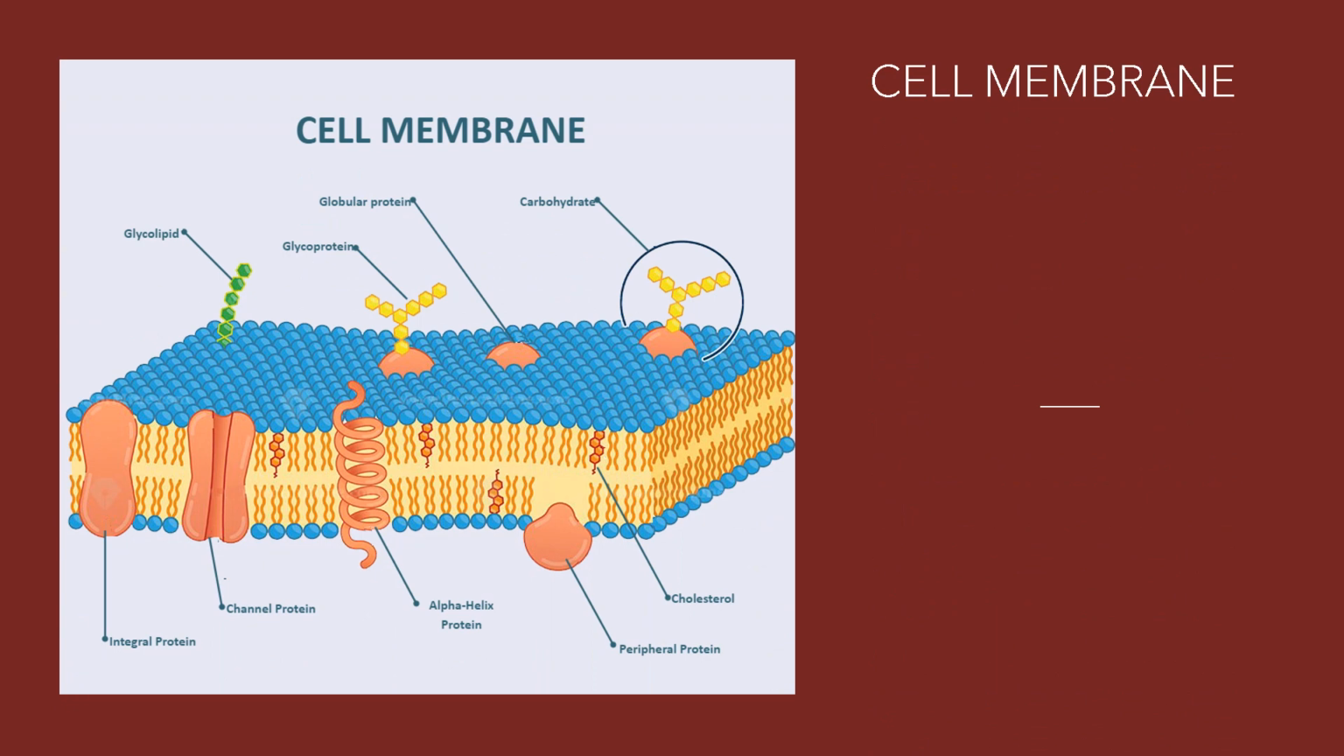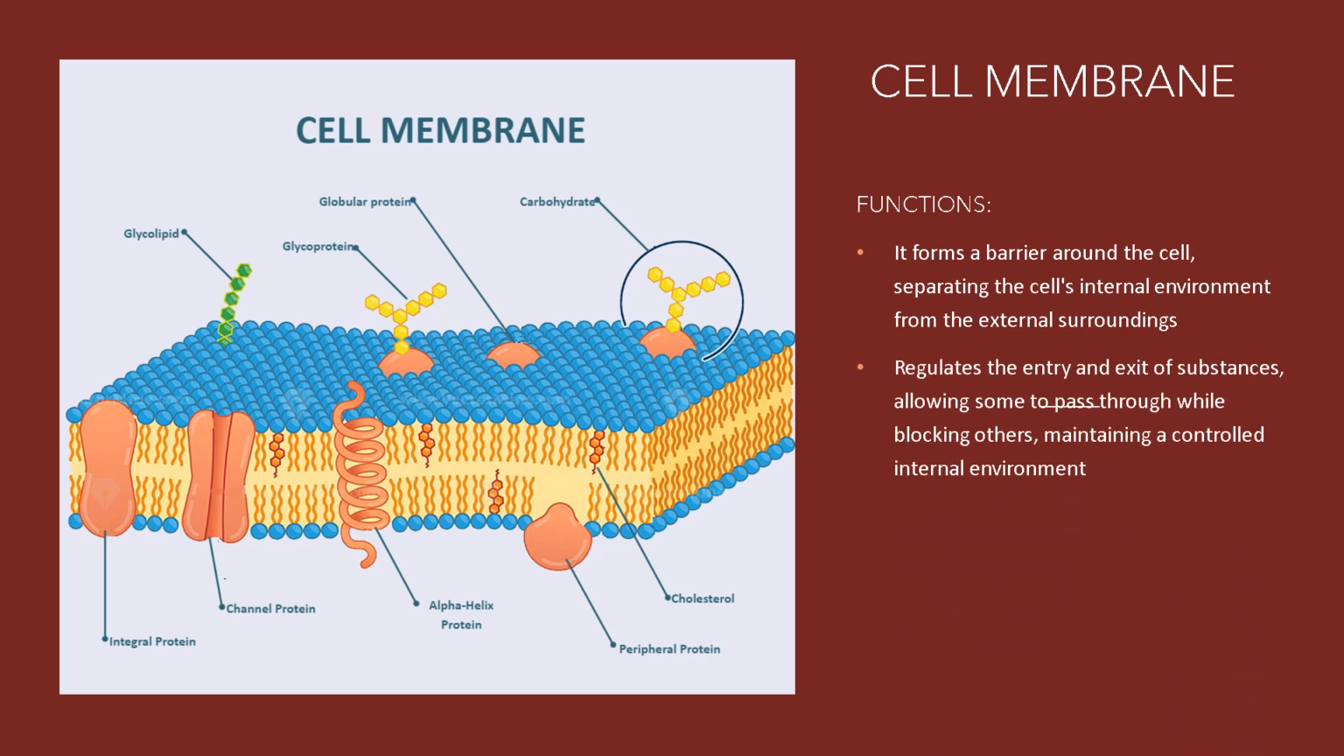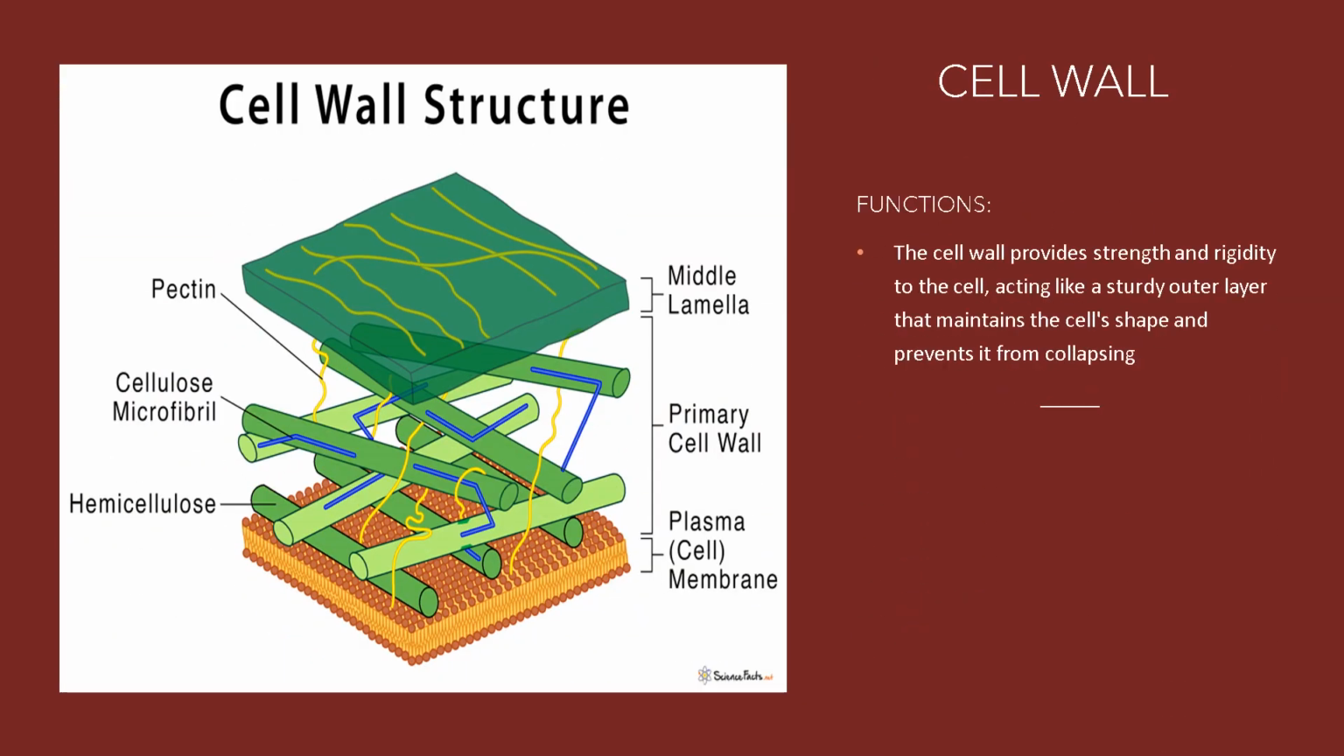Cell membrane. It forms a barrier around the cell, separating the cell's internal environment from the external surroundings, and regulates the entry and exit of substances. Cell wall. The cell wall provides strength and rigidity to the cell, acting like a sturdy outer layer that maintains the cell's shape and prevents it from collapsing. It serves as a protective barrier, shielding the cell from external pressures and potential damage.